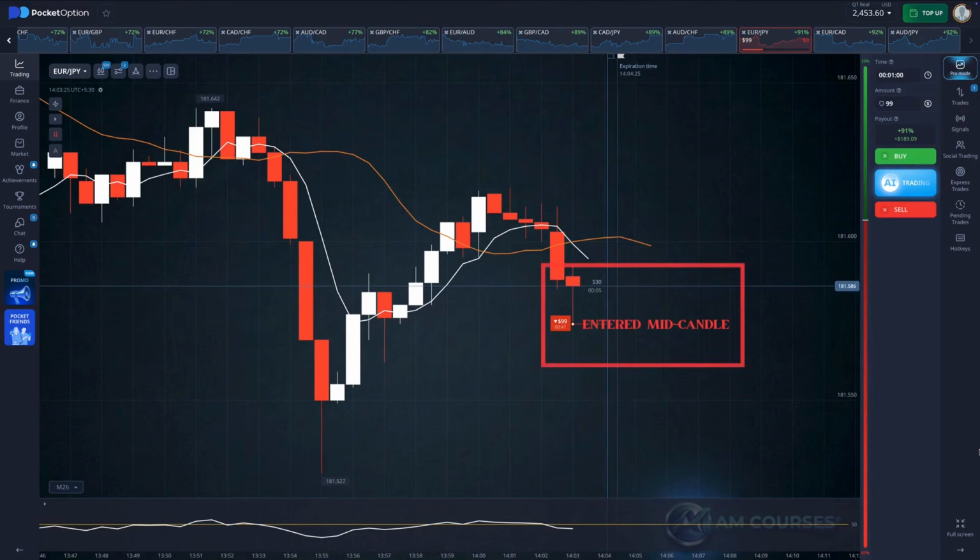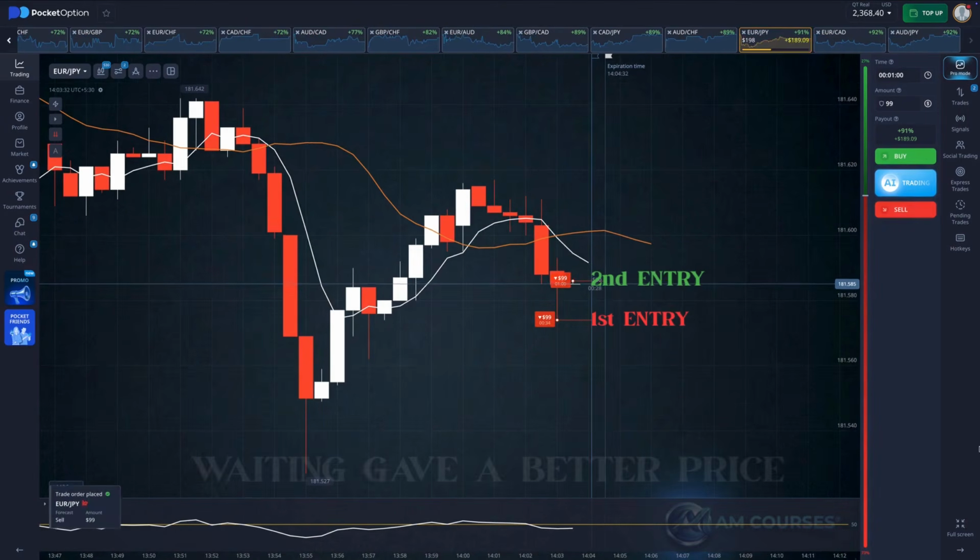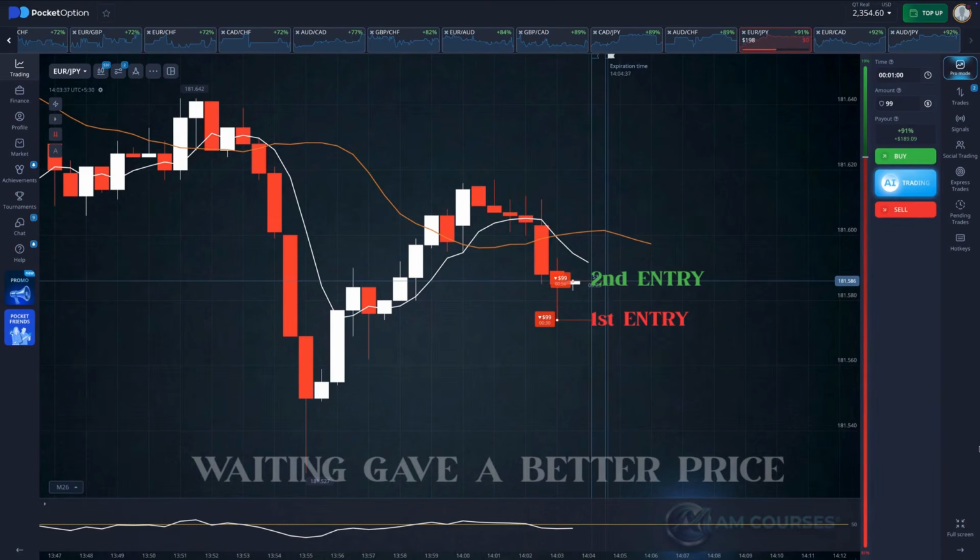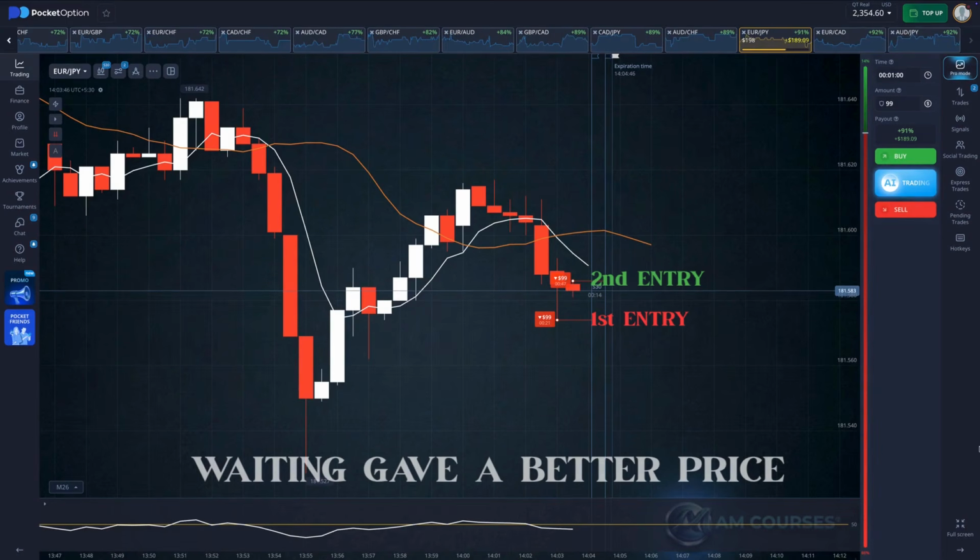But look at where I clicked. The candle was still running. I did not wait. 26 seconds later, I corrected it. The candle closed, and I took the same sell again. Now look carefully at the 2 entry prices. The second one is higher than the first. I am selling from a better price. By waiting, I did not miss anything. I got more.